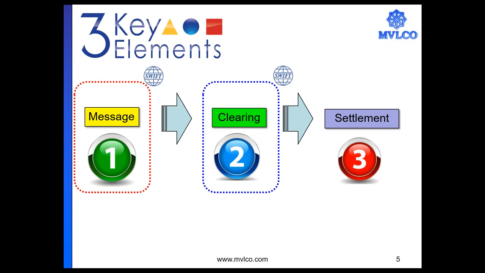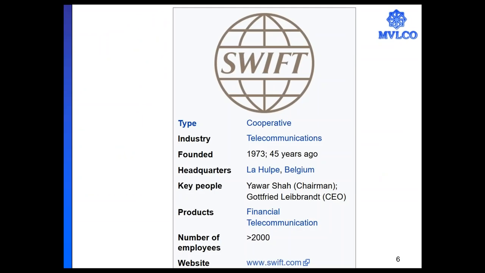So the role of SWIFT in this discussion is limited to the message part. And we will not be discussing how SWIFT carries out the clearing, because SWIFT provides only the backbone. SWIFT does not on its own directly carry out the clearing process. Now, having understood the three key elements, let's move to the next part of understanding who SWIFT is and what they do. Now, with this, we look at SWIFT as a cooperative.